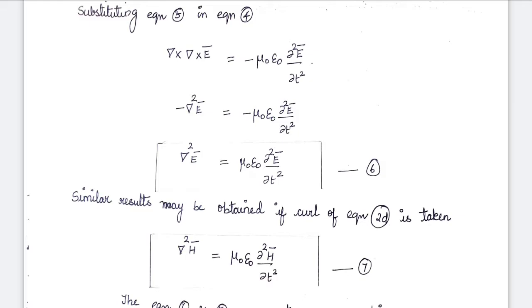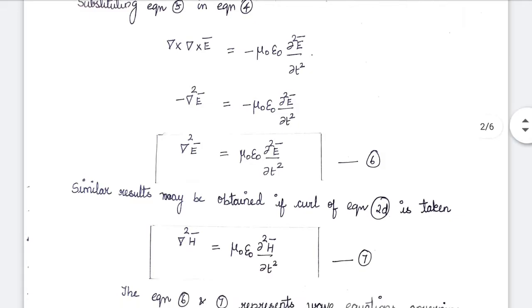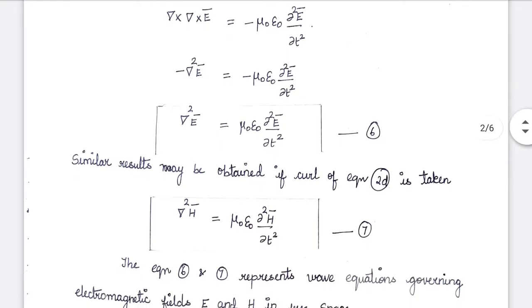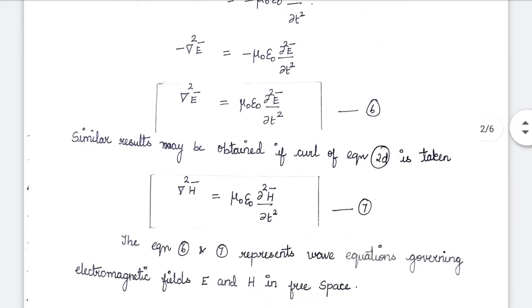by dou t square. If we start doing the same treatment from equation 2D, we will arrive at del square H vector equal to mu naught epsilon naught dou square H vector by dou t square. So equations 6 and 7 represent the wave equations of electromagnetic fields in terms of E and H in free space.